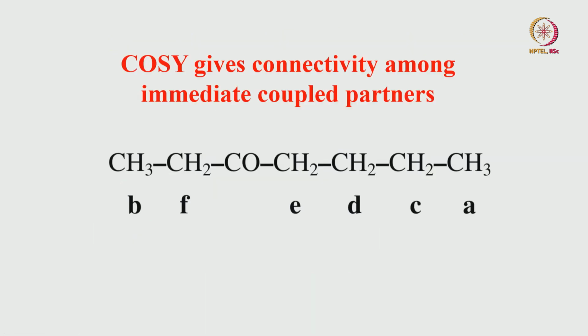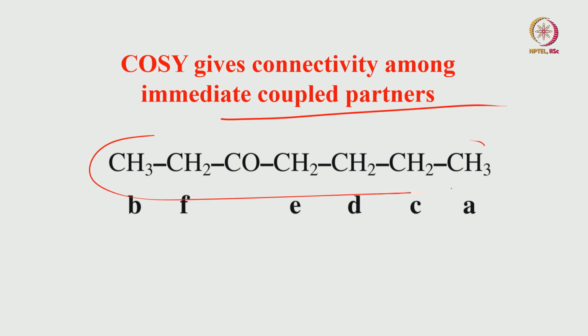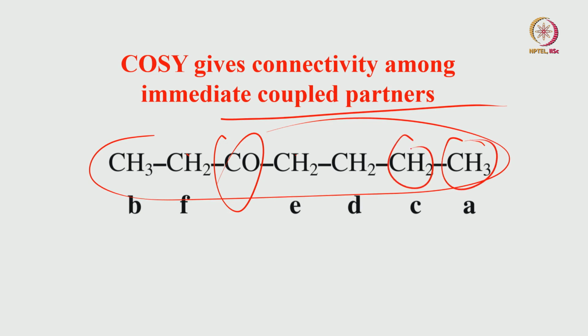What does COSY give? Connectivity among immediate coupled partners. Of course, it can also give long-range interactions, but immediate coupled partners we can see immediately. For example, if I have a molecule like this, a chain, and the chain is broken somewhere here, assuming that there is no interaction between this CH2 and this CH2, then if I do a COSY experiment, it tells me this is correlated to this. We will get a correlated peak that tells me this CH group is sitting next to CH2.